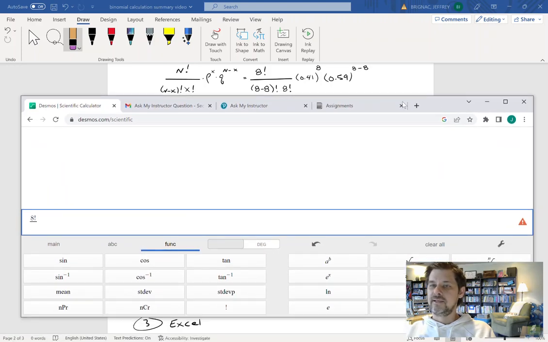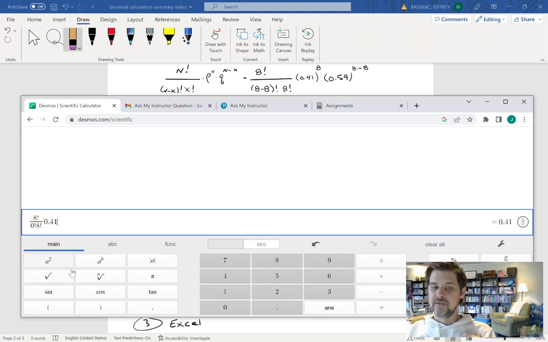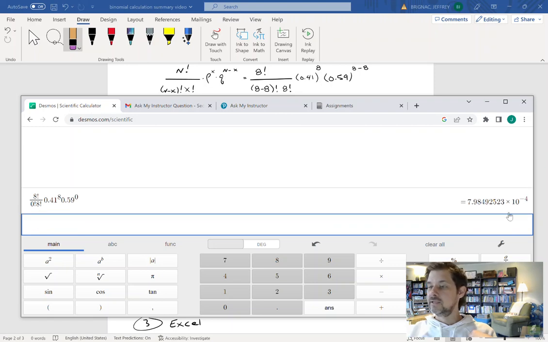I get 8 minus 8 factorial. That's 0 factorial. Okay, so 0 then factorial, and then times 8 factorial. And then out here I'm going to do 0.41, and I need to raise it to a power. A key something like this is how we would do that. So the power is 8, and then I want to do 0.59, and I want to raise that to a power, and the power is 8 take away 8. So I'll do it like that, and then there's my number.